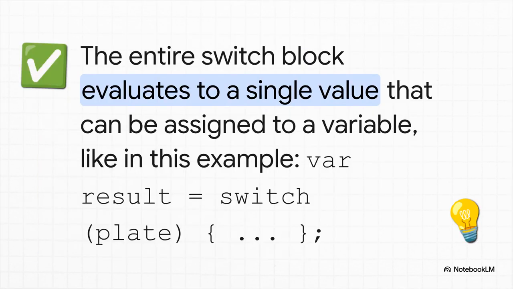So here's what that looks like in the real world. See how the entire switch block is on the right side of an equal sign? We're taking the result of that switch and assigning it directly to the result variable. The expression looks at the plate variable, finds the right case, and produces a single string value. It's so much more elegant and intuitive.